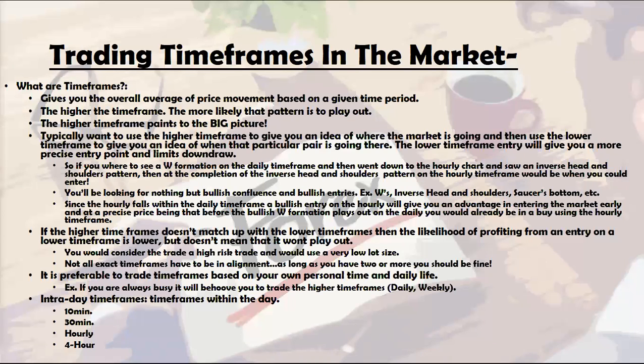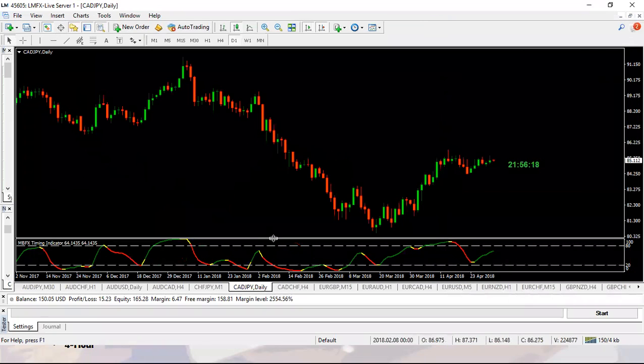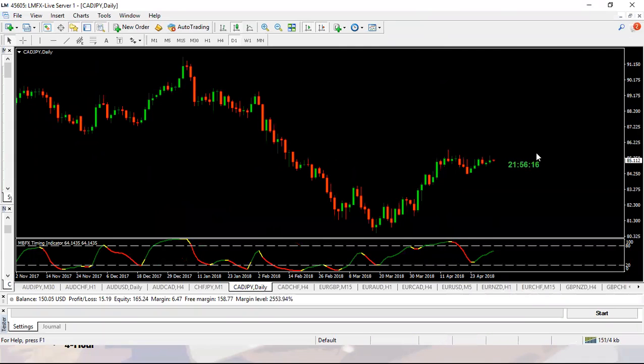So let me show you guys an example. Here you can see on the right I have this timer, and this is on the daily. It's saying that we have 21 more hours until a new candle is born, being that a candle is born every single day. Now notice how there's rarely any movement here, because price is forming within a bigger time frame.